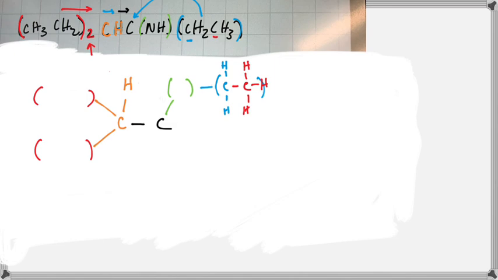Now we've got some potential problems that we have to deal with. What problems do we have in front of us? We've got a problem with our black carbon. What's the problem with the black carbon? It doesn't have a proper octet. What other problems do we have?